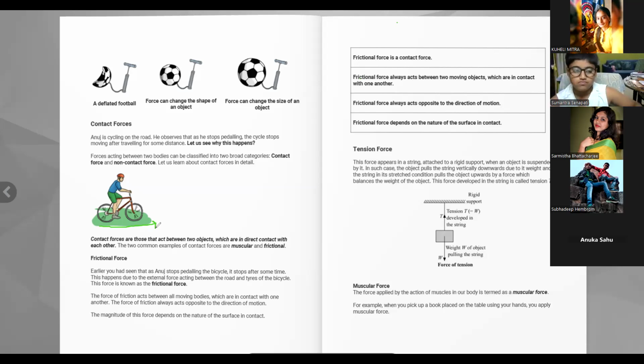Okay, that means what? Shubhadeep, what is the meaning of it? That friction opposes the force or the motion of the body. What does it mean? Miss, I think I don't have the idea. Give it a try. What does it mean? Which one? This point. This point number 3.